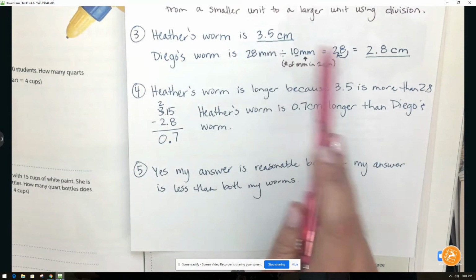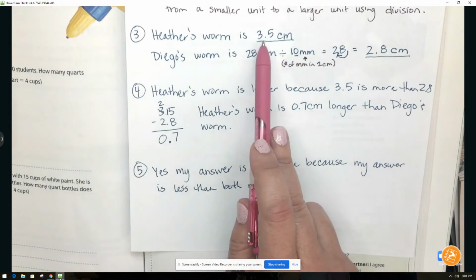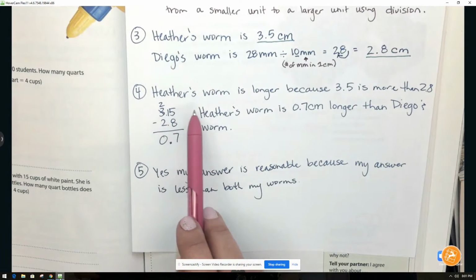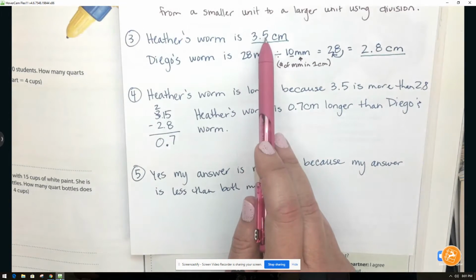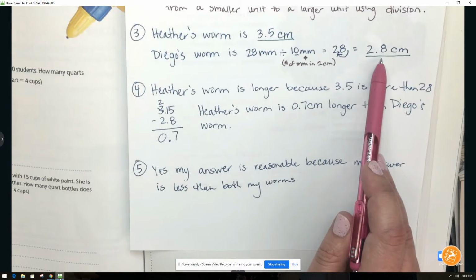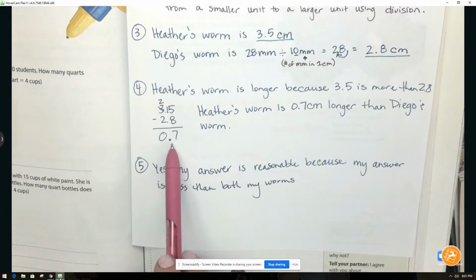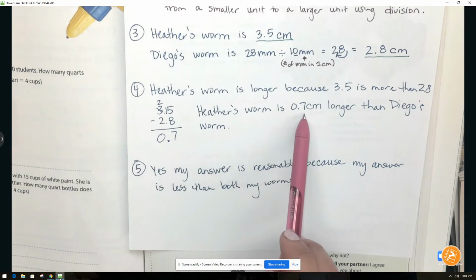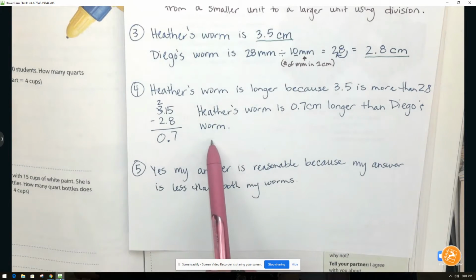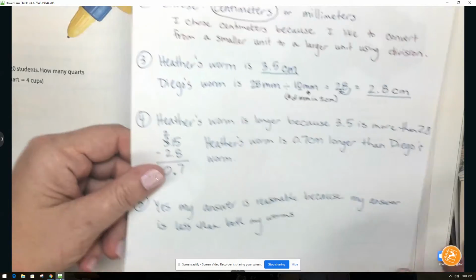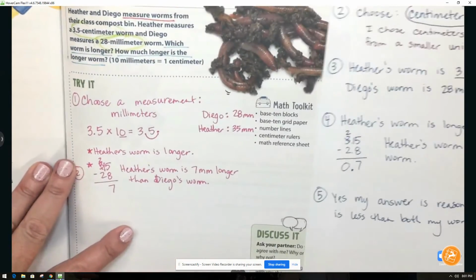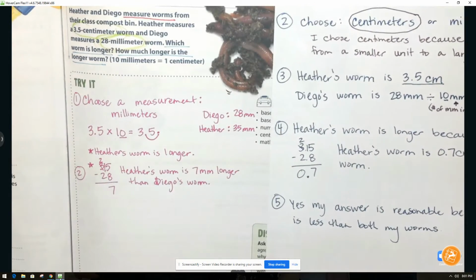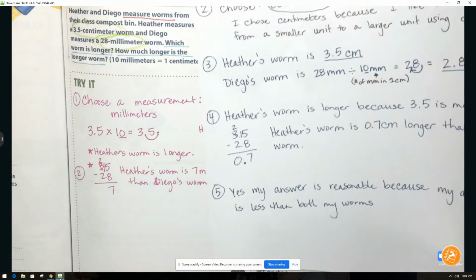Now, is Heather's worm still longer than Diego's? Yes, her worm is still longer than Diego's. How much longer is her worm than Diego's? If we take our 3 5/10 centimeters and subtract 2 8/10 centimeters, we're going to get an answer of 7/10 of a centimeter. So Heather's worm is 7/10 of a centimeter longer than Diego's. So 7/10 of a centimeter and 7 millimeters are actually equivalent. They're the same size. So it didn't matter which way we did it.